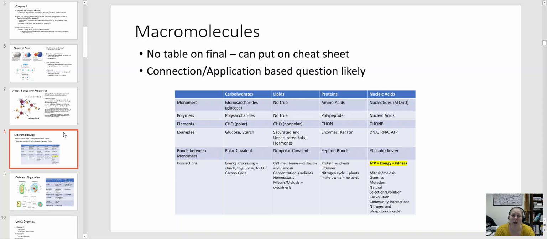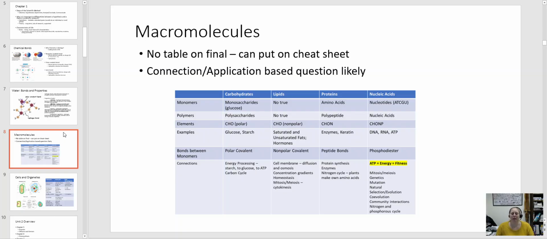We have the polysaccharides like pasta with those starches, as well as like chitin, what we find in our fungal cell walls. Hopefully you remember that. And in addition, things like cellulose, which is in that plant cell wall.